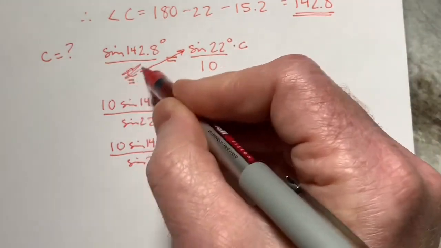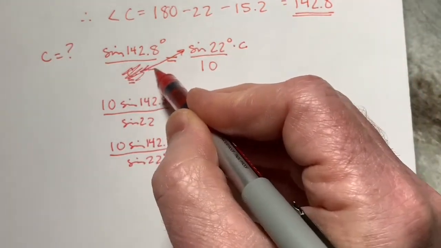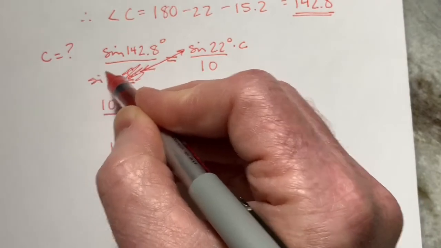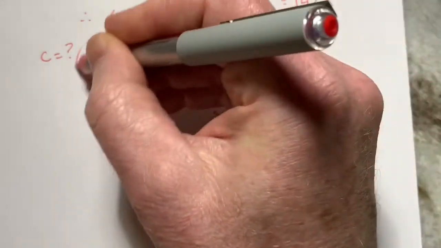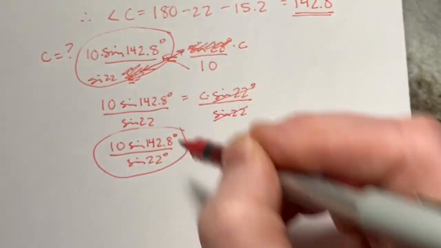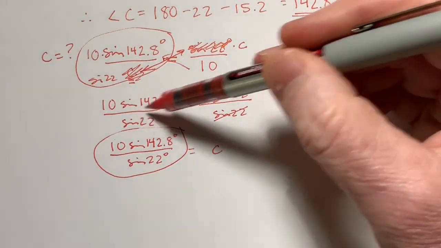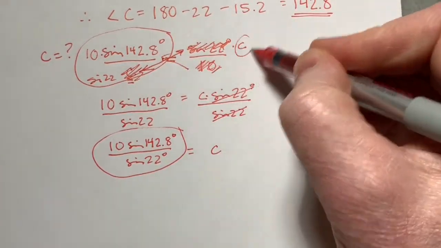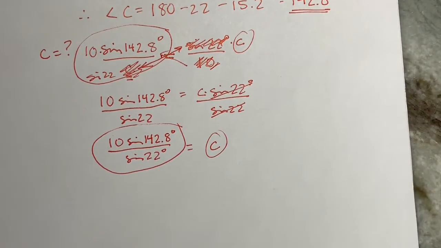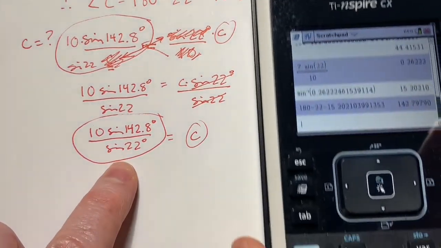Now it's on top. I'm going to slide the sine of 22 down. Now it's on the bottom. And I'm going to slide that 10 up, and it's on the top. And if you look at what I have right here, it's exactly what I have right here. So to me, rather than write all that, I'm going to do some slide rule action. I'm sliding that 10 up, that's gone, and there's my C equals. So all I have to do at this point is type all of that in my calculator.